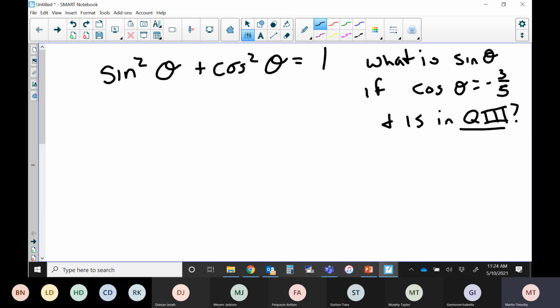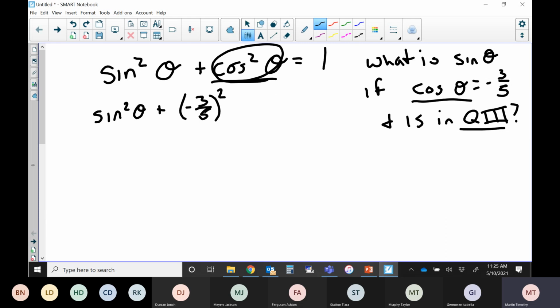So what is sine? Well, we would just do sine squared theta plus, take out this, we'd put this in its place, but it's not just cosine of theta, it's cosine squared. So this is just cosine of theta, so we have to square it in order to keep it the same for when we plug that in. So we just square that, equals 1. When we square fractions, we just multiply top times top and bottom times bottom. So this would be just 3 times 3, which is 9, over 5 times 5, which would be 25, and a negative times a negative would kick to a positive.